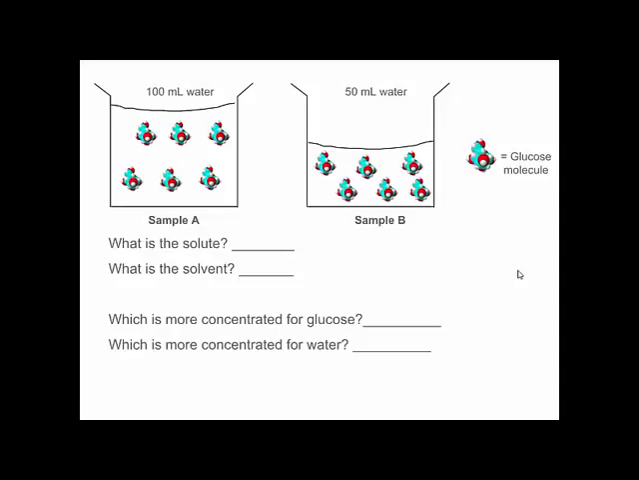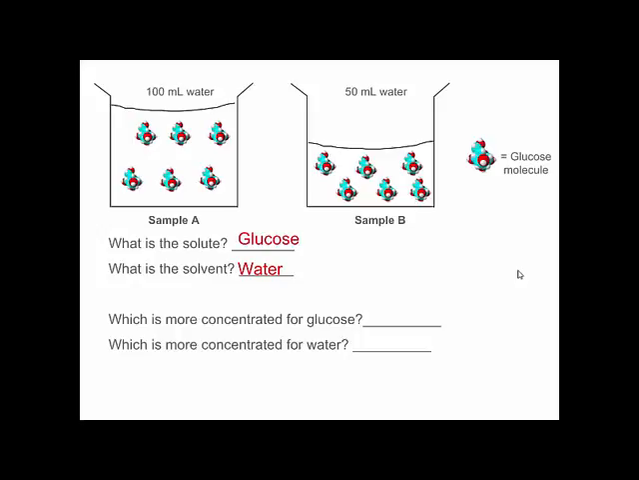Okay, let's look at a little bit of a different example. Now we're talking about sugar water again. These are glucose molecules. In this example, Francesca, what's the solute? The glucose molecules. And the solvent? The water. Which is a higher concentration of glucose? Brian? The 50 milliliters of water. Sample B?